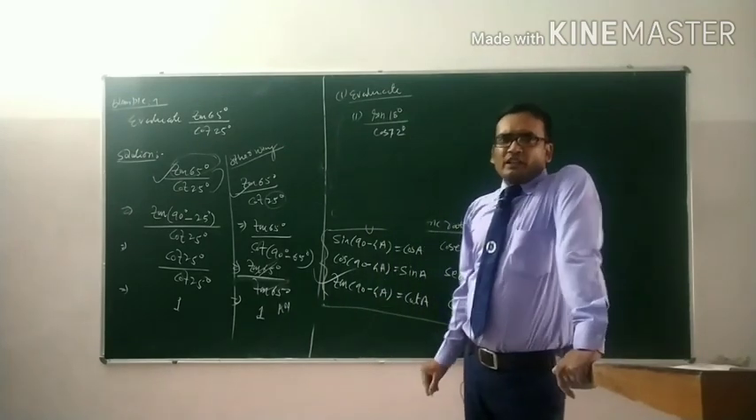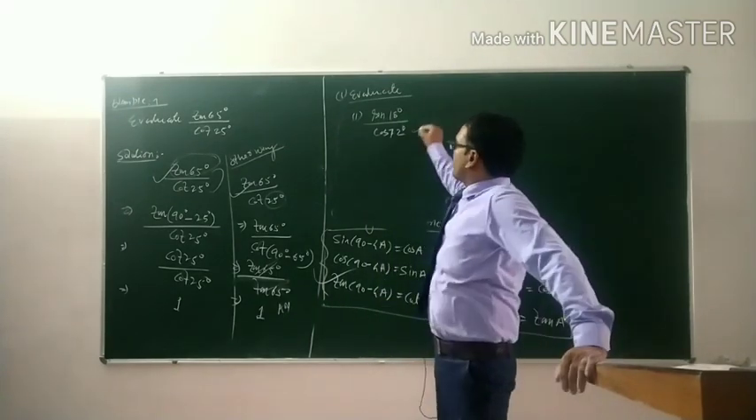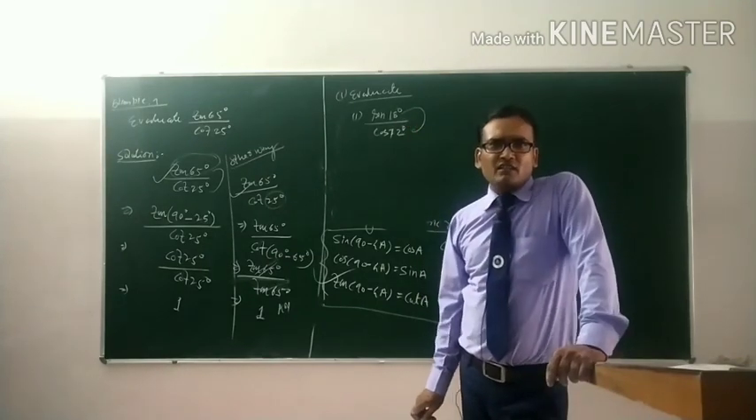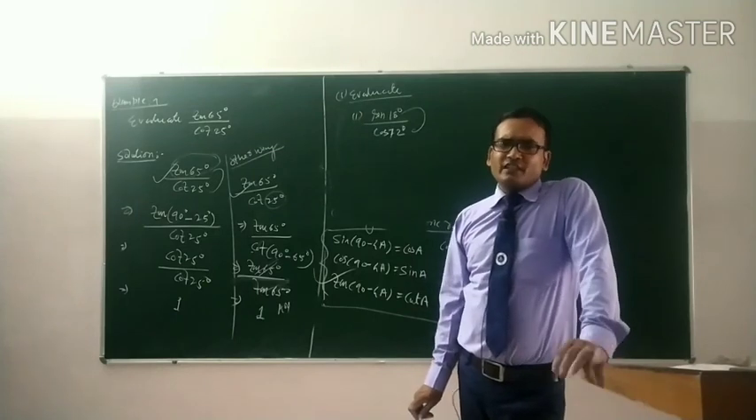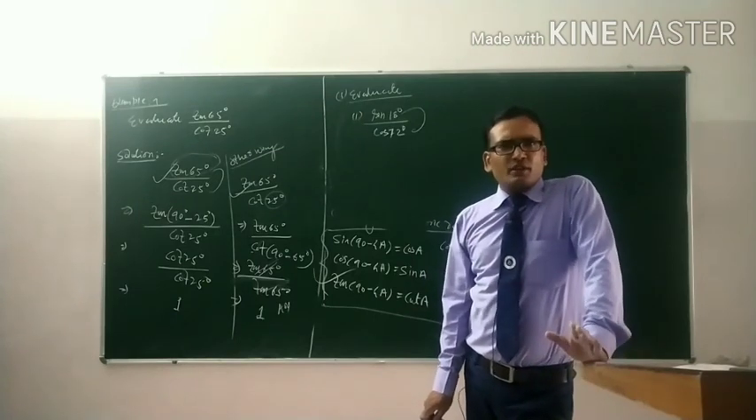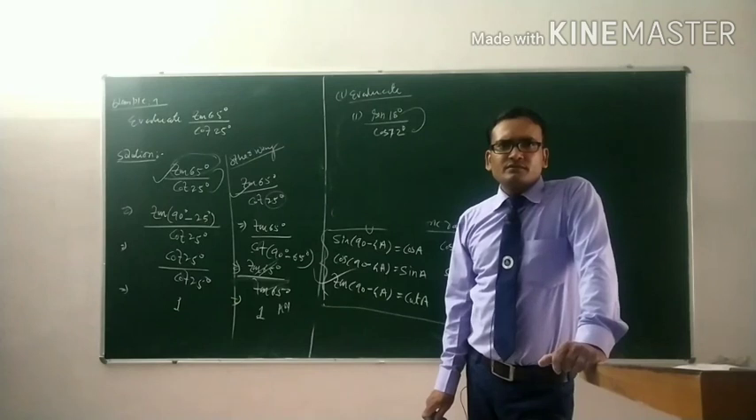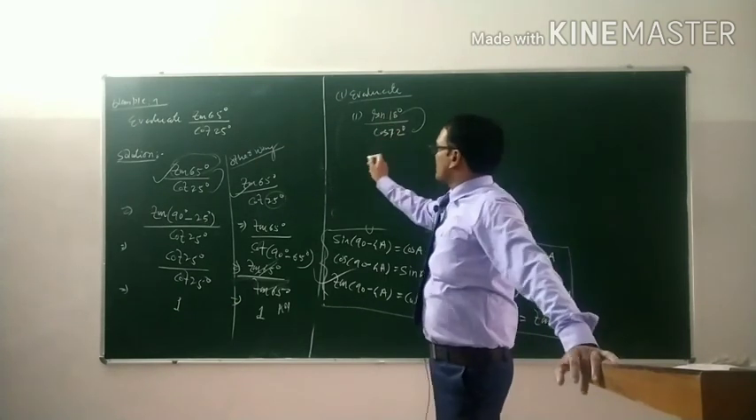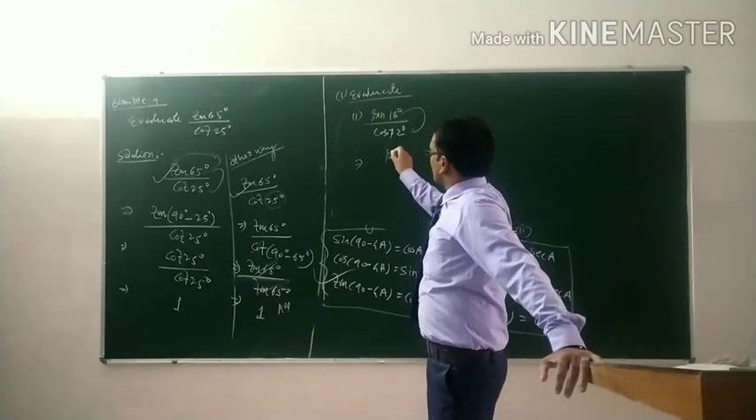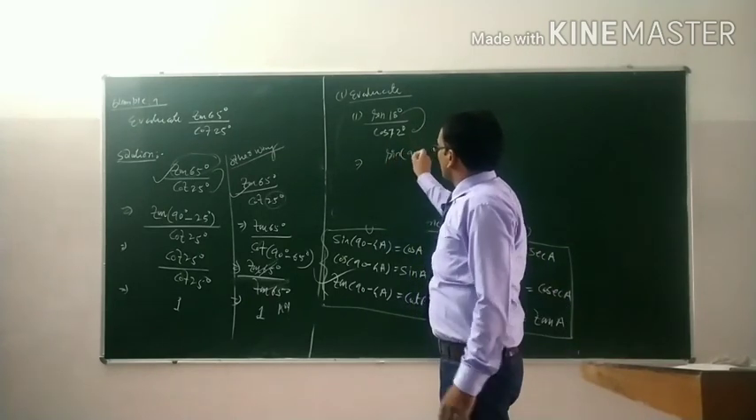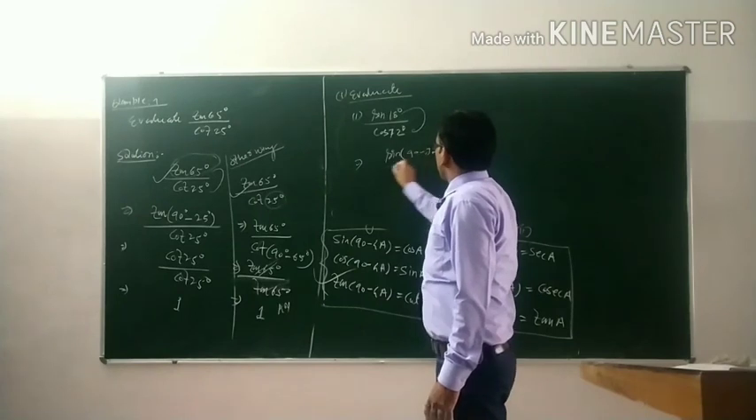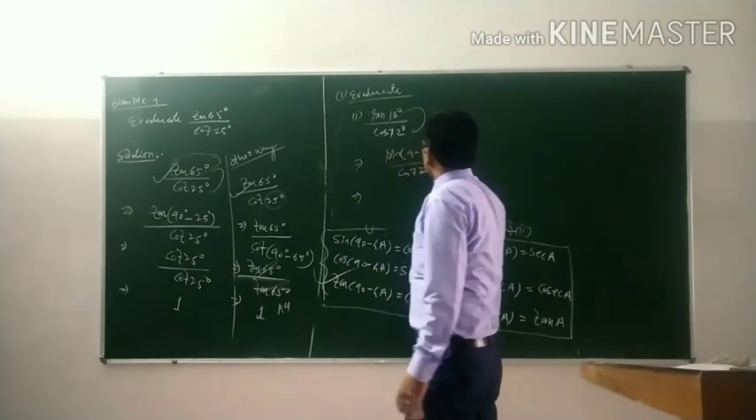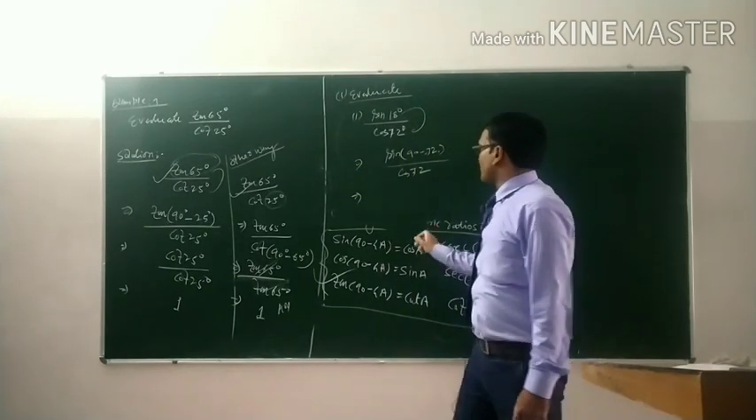In this question we observe that 18 and 72 are complementary angles, because 18 plus 72 equals 90 degrees. Then we can change sin into cos. This implies sin 18 is written as sin(90 minus 72) upon cos 72, and sin(90 minus A) equals cos A.